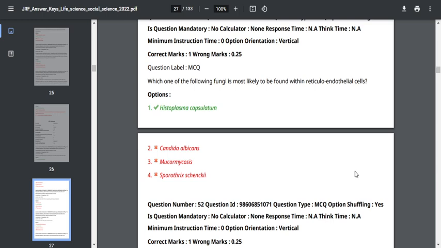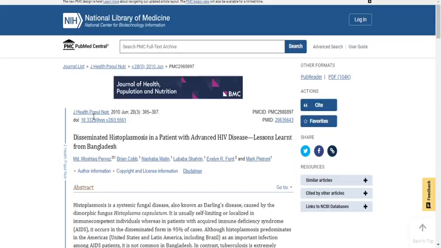So today I'll be discussing the answers for those questions that were asked for this ICMR JRF examination. The first question is: which one of the following is most likely to be found in the reticuloendothelial cell? It is Histoplasma capsulatum, and this Histoplasma capsulatum is responsible for causing a disease called histoplasmosis, and it is a dimorphic fungus which acts as a parasitic organism, and it will parasitize these reticuloendothelial cells. Okay, if you want in-depth analysis, you can refer to this particular article, friends.